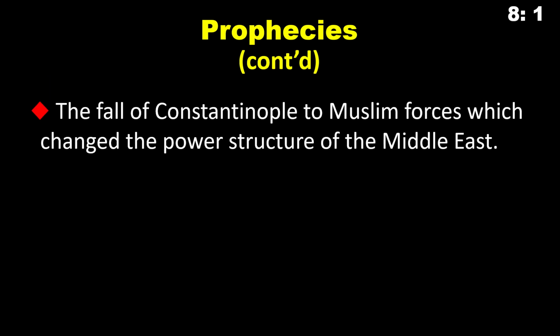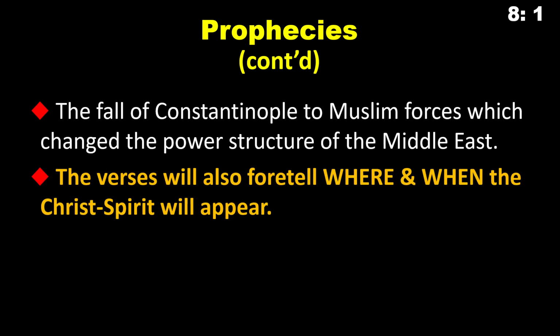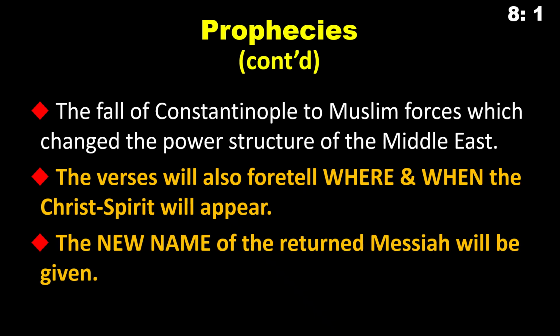The fall of Constantinople to Muslim forces is foretold. This changed the religious and secular power structure of the Middle East. The verses will also foretell where and when the Christ Spirit will appear. The new name of the returned Messiah will be given. Then, of course, more events involving the Lamb and He who sits on the throne, the Bab and Baha'u'llah respectively, in chapter 10. That ends the 3rd time cycle.